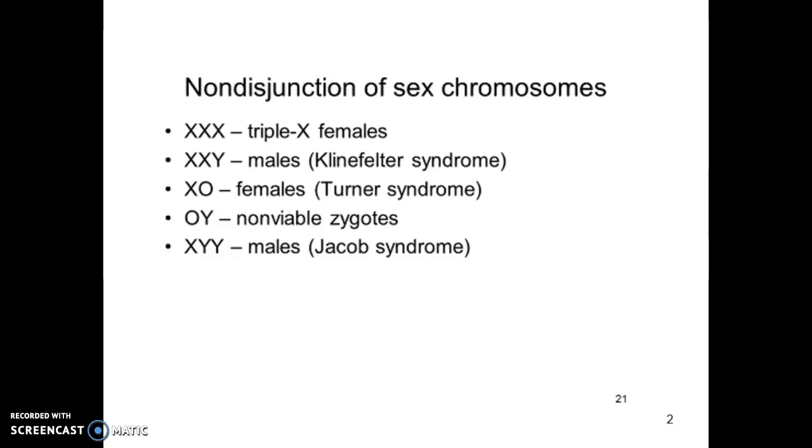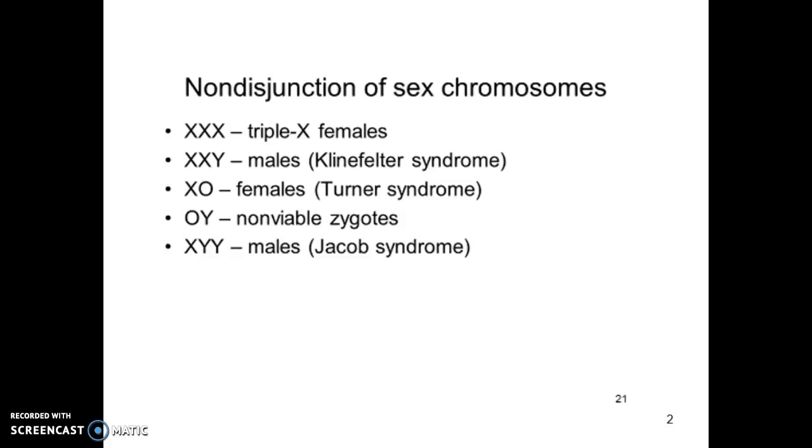It's possible the egg or the sperm, one of those, went through non-disjunction and actually lacked the sex chromosome, and that combines with the X from either mom or dad, and you produce a female that has 1 X chromosome and then no second chromosome. So this is what we're looking at with a monosomic individual in regards to that particular sex chromosome. This is known as Turner syndrome, and I do have an example of that I can show you guys.